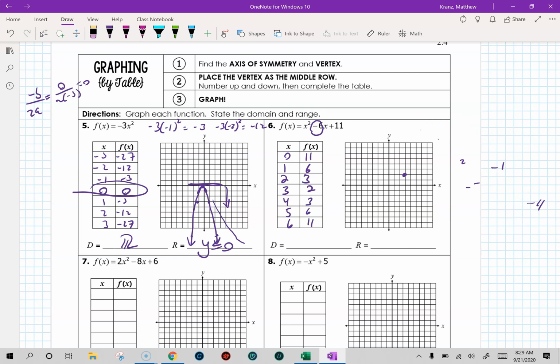So now that I have that, what I'm going to do is graph it. This is my vertex, 3, 2. So I have a 2, 3. I have a 1, 6, and a 0, 11, which will be up here somewhere. And on the other side, I have the same deal. So my parabola is going to look like this, where my domain is still all real numbers, and see how here's the lowest point and it goes up. So it's going to be y is greater than or equal to 2. And there's my 2 right there. There's my 0.